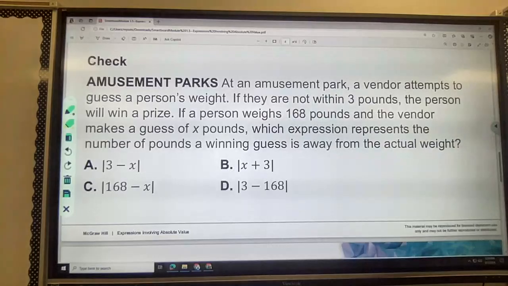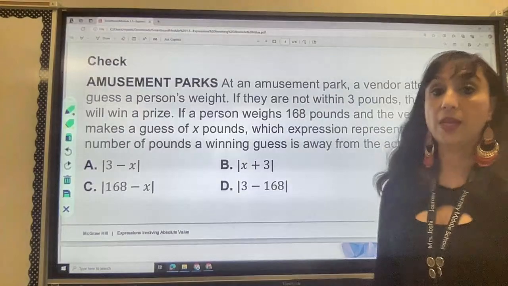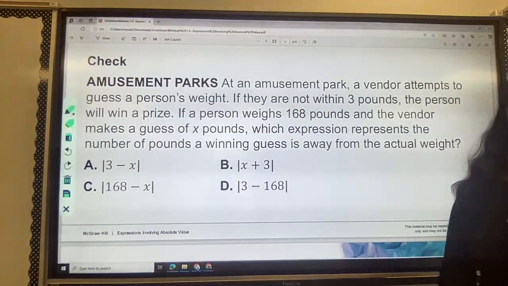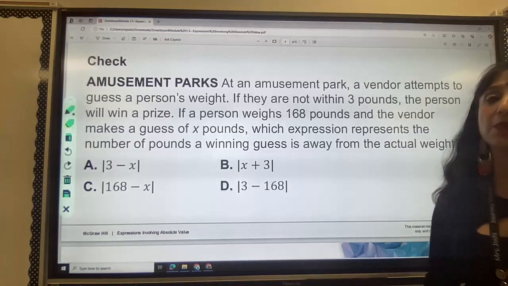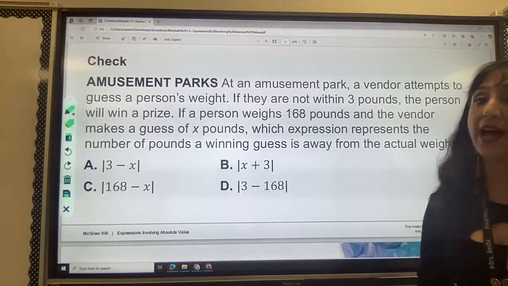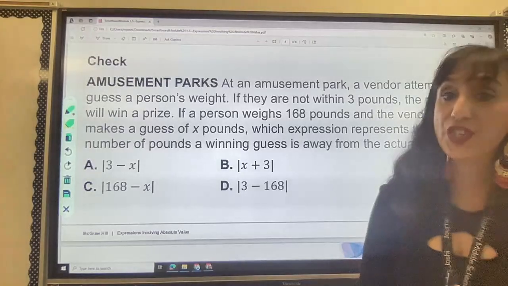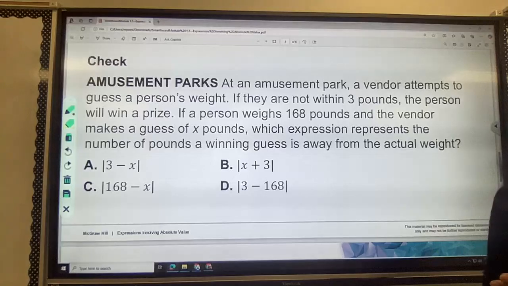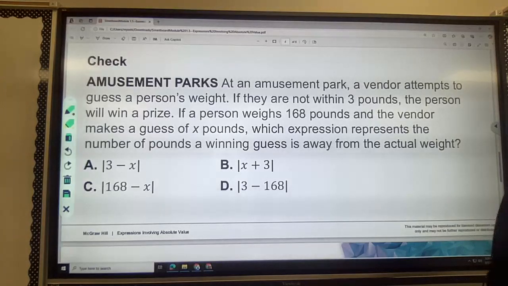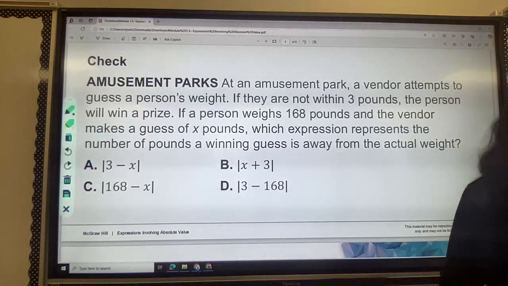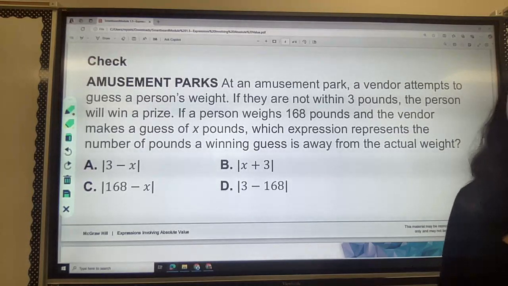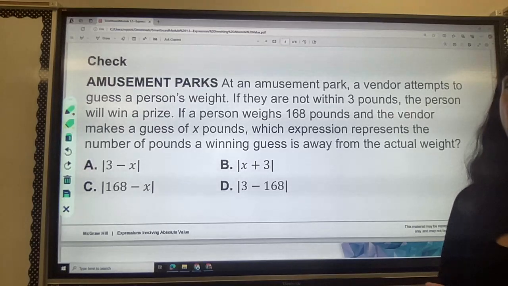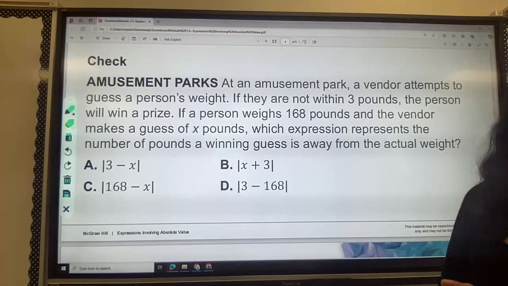All right, so let's look at this problem. It's saying, at an amusement park, a vendor attempts to guess a person's weight. If they are not within 3 pounds, then the person will win a prize. If a person weighs 168 pounds and the vendor makes a guess of X pounds, which expression represents the number of pounds a winning guess is away from the actual weight?